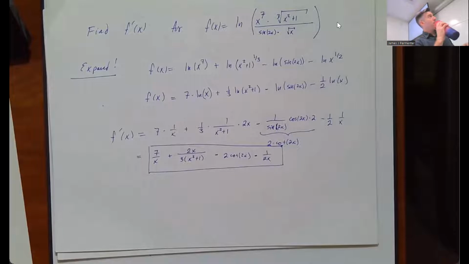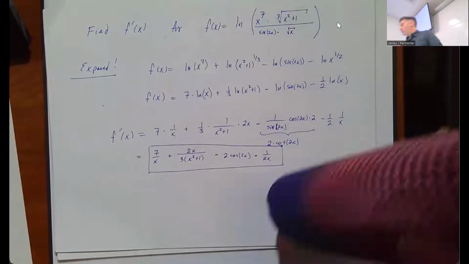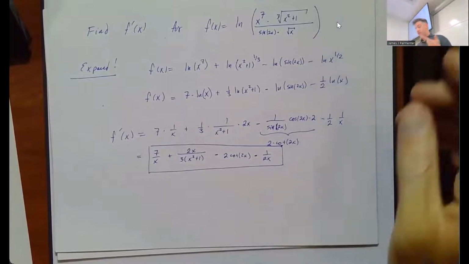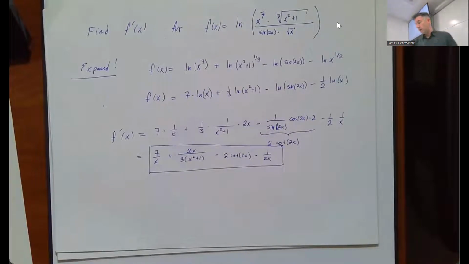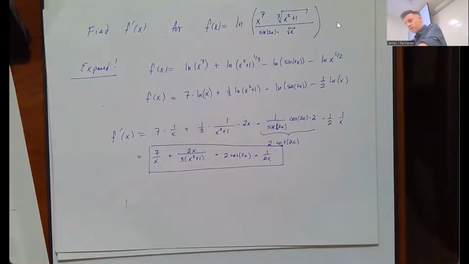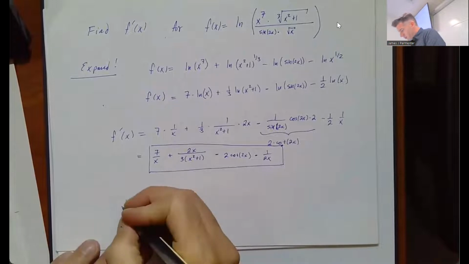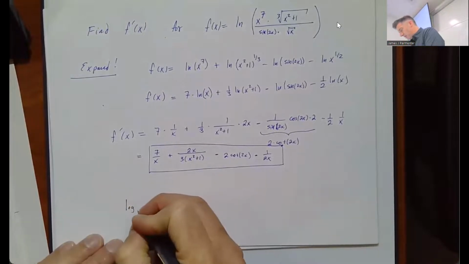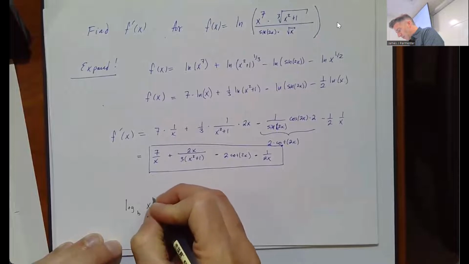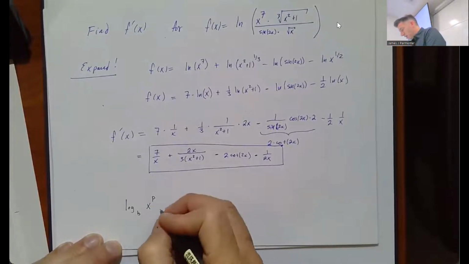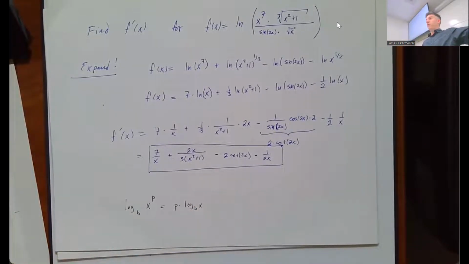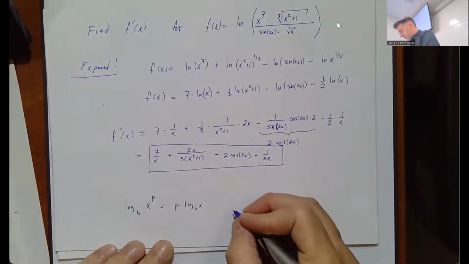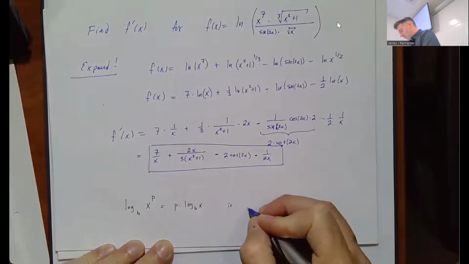Why did you set it from there? So I'm using one of those log rules. For the same reason that the 1/3 here came in front, there's a rule that says if you have the log, any base, it doesn't matter what the base is, of x to some power, we can bring that power down in front. Now, there's actually a good reason for this. The reason is because of the other rule we have. So this is really just a version of this rule.